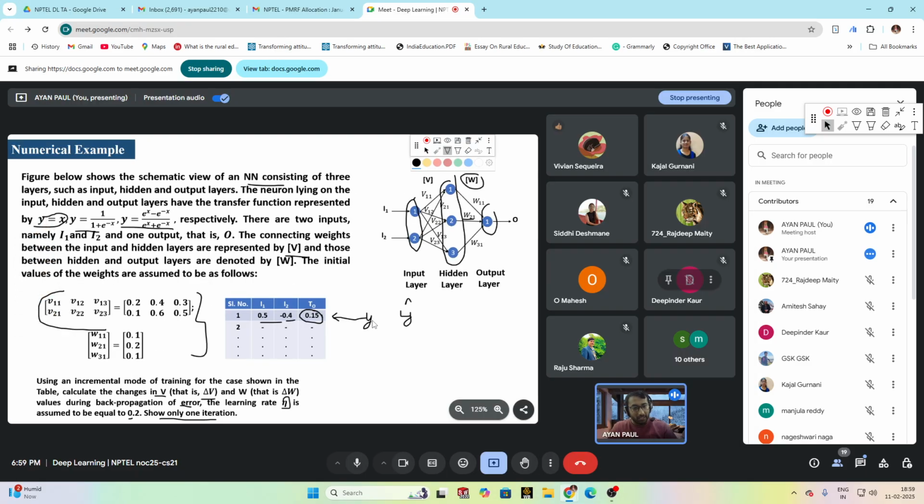Any doubt in the question, please ask. It is very important. Any doubt in the question, what we are asked and what we have to calculate? Is it clear what we have to calculate?